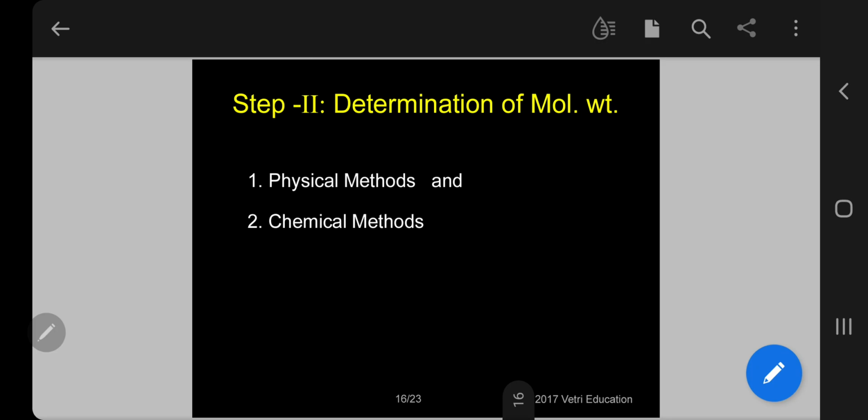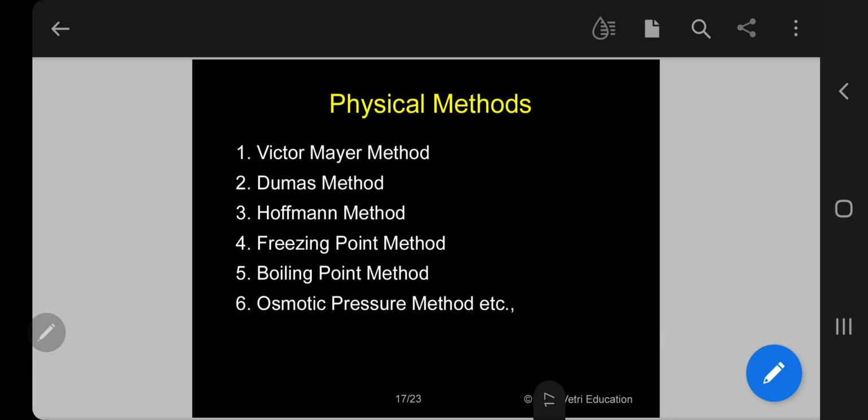Okay. Step 2, determination of molecular weight. We have to determine the molecular weight by physical methods and chemical methods. We have already discussed this under the atom, molecule, mole concept, under molecular weight determination. Anyhow, let me repeat once again. In the case of physical methods, the Victor Meyer method, Dumas method, Hofmann method, freezing point method, boiling point method, and osmotic pressure methods are available to determine the molecular weight.